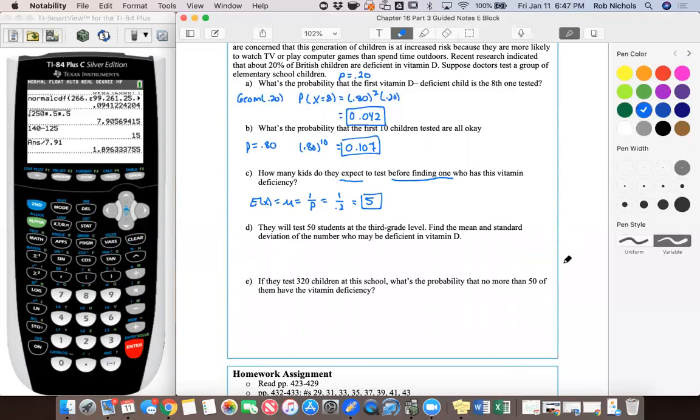All right, D. So they will test 50 students at the 3rd grade level. So now we have a finite set, n equals 50. Find the mean and standard deviation of the number of people who will have the vitamin D deficiency. So the mean will be n times p. So 50 times 0.2 equals 10. And my standard deviation is the square root of npq, which equals the square root of 50 times 0.2 times 0.8, which equals 2.83. Done.